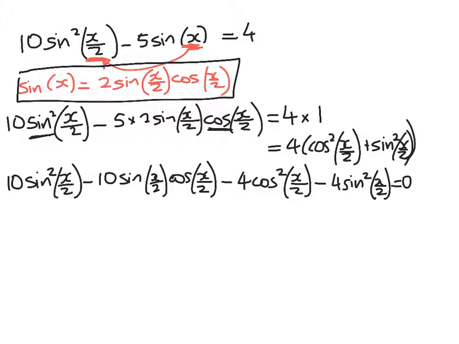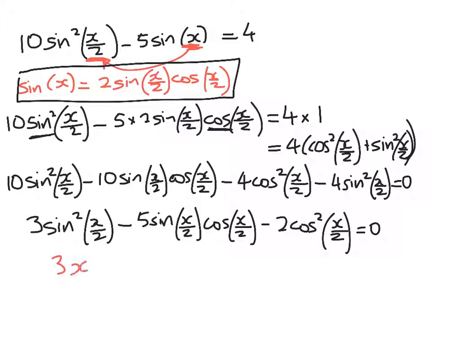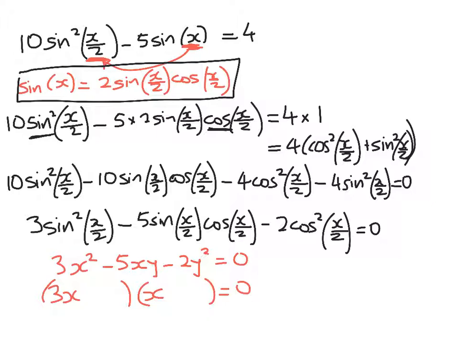So if I clean that up, and collect up like terms and divide through by 2, I'm going to get 3 sine squared x on 2 minus 5 sine x on 2 cos x on 2 minus 2 cos squared x on 2, and that equals 0. So if I'm looking at that and not sure where to go next, I can think of that as 3x squared minus 5xy minus 2y squared equals 0. So let's just play with that and spot the pattern. Well, 3x squared, if it's going to work, it must go like this. It must be 3x times x. And then I want to have a minus 5 here as the coefficient and a minus 2 here.